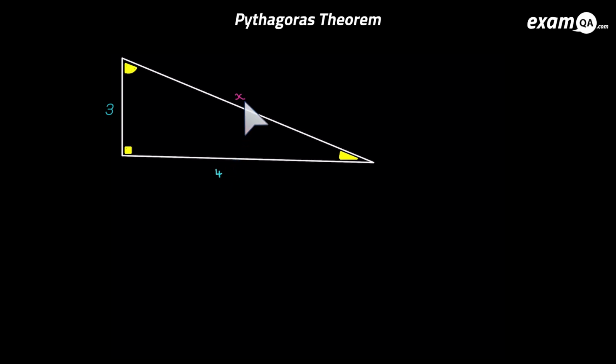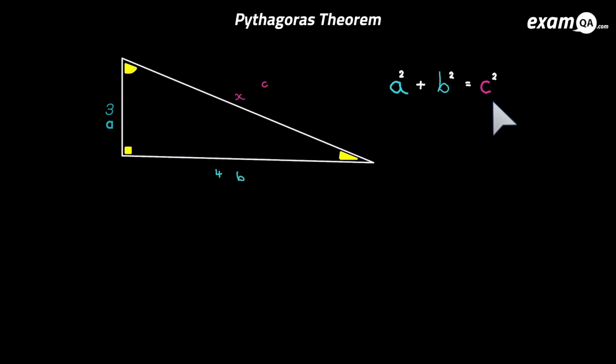Let's start by writing out the Pythagoras formula. a and b could be the 3 or the 4, either way around. You could say a is 3 and b is 4, or you can do it the other way around, say a is 4 and b is 3. It really would not matter. What does matter is the longer side becomes c, so the x will have to be c in this case. It's always good to label the sides so the examiner can see what you're doing.